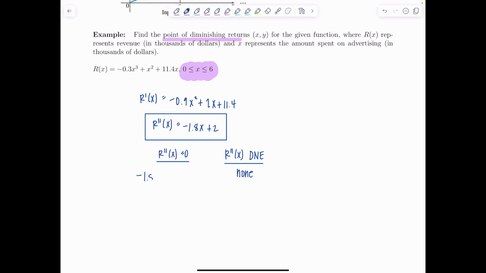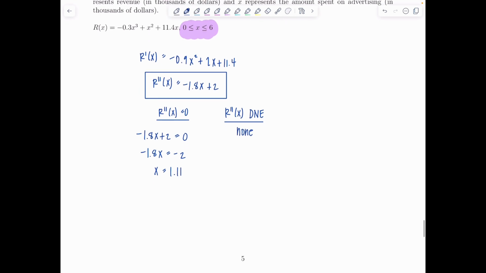But let me set negative 1.8x plus 2 equal to 0. That means negative 1.8x equals negative 2. And then just round to however many decimals your instructor tells you. I'll just round to 2, but they should be specific, okay? 1.11.